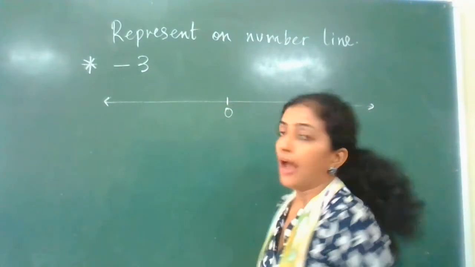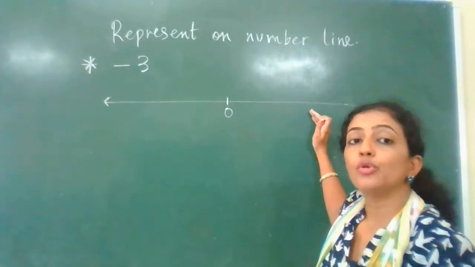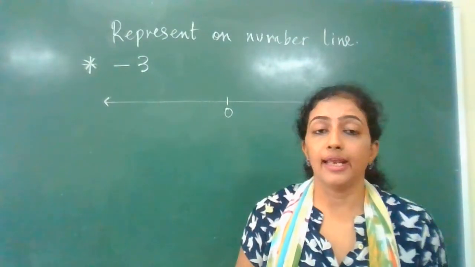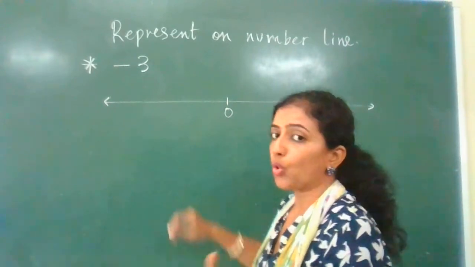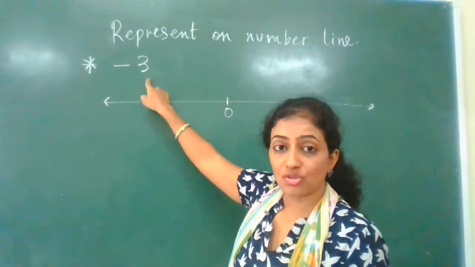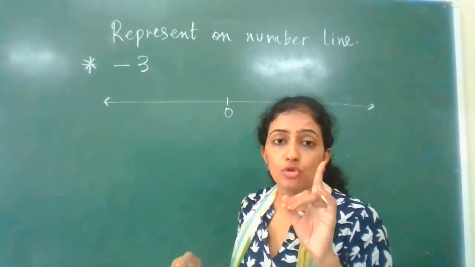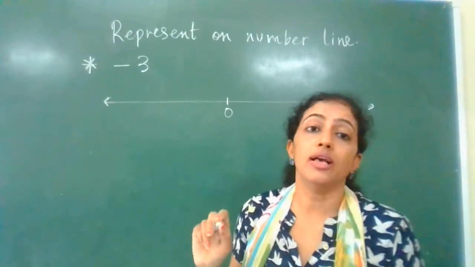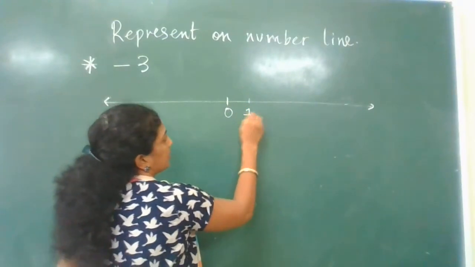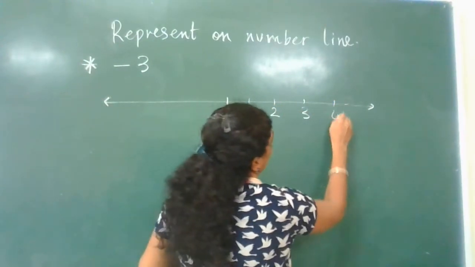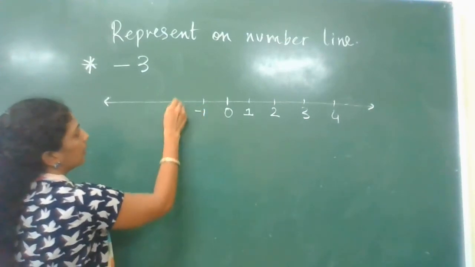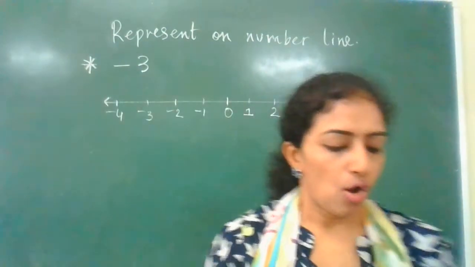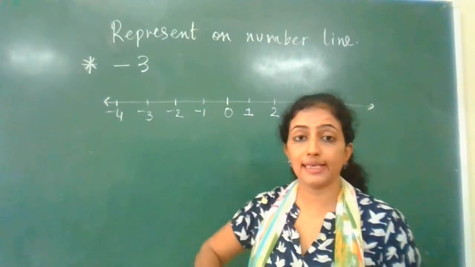We put the zero because on the right side of the zero you will have positive integers, and on the left side of the zero you will have negative integers. We have to show minus 3 on the number line, which is negative. So always remember, the negative numbers fall on the left side of the zero. Here you can say it is 1, 2, 3, 4. Here minus 1, minus 2, minus 3, minus 4. Okay, you have shown all the numbers on the number line. Now your question is minus 3.